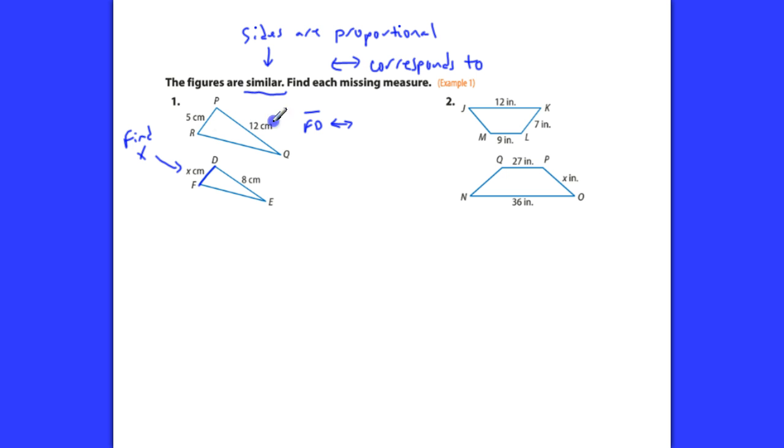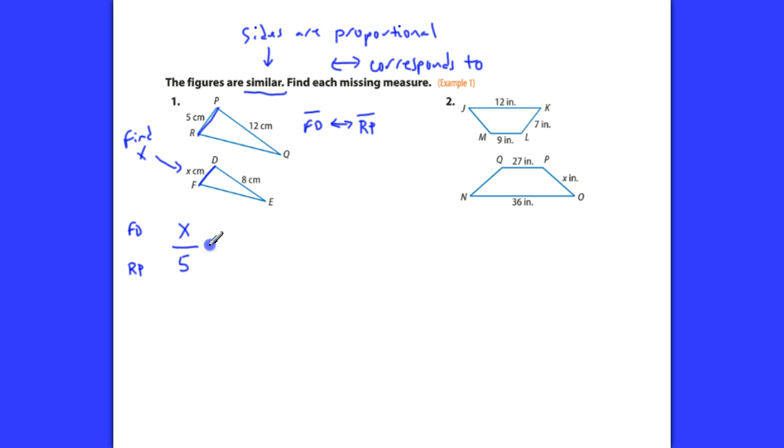Think of corresponding to as the matching side from the other figure. FD corresponds with RP. Okay, so since those correspond, I'm going to put the length of FD, which is X, over RP, which is 5. All right, so I put FD here. I put RP on top.